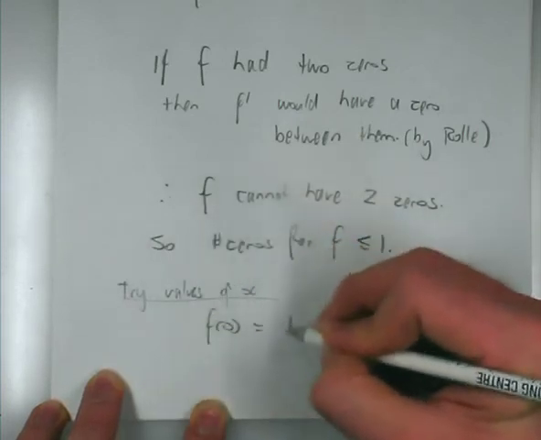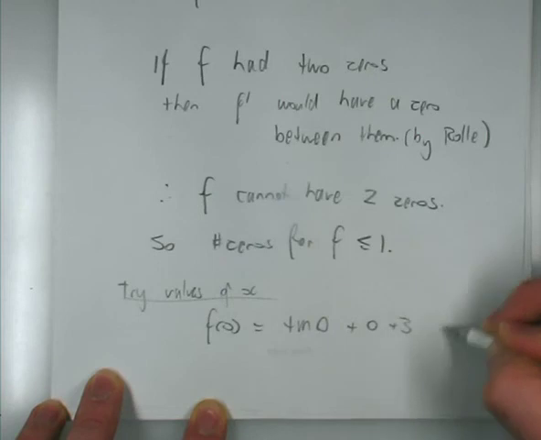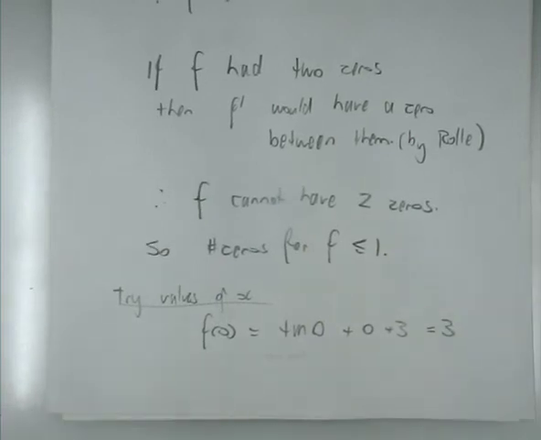f of 0 is tan of 0 plus 3, which is 3. If I can find one where it comes out negative, then it will be positive somewhere and negative somewhere else. And as long as it's continuous between those 2 points, it will have to have a zero between them. That's what the intermediate value theorem says: if it's above the x-axis somewhere and below the x-axis somewhere, it must cross the x-axis in between, as long as it's continuous in that spot. So if I can find another point where it's negative, I'll be really good.